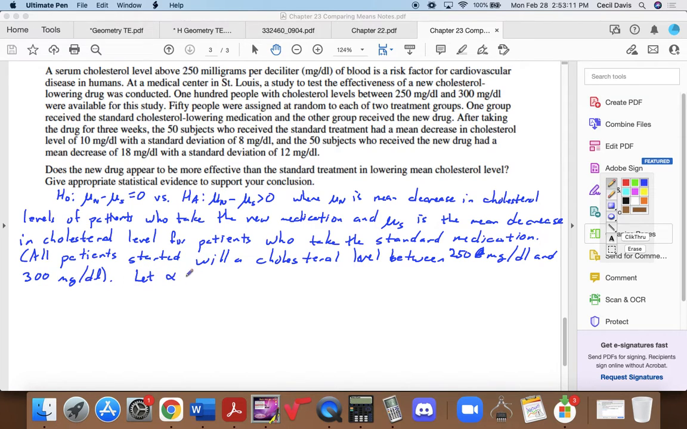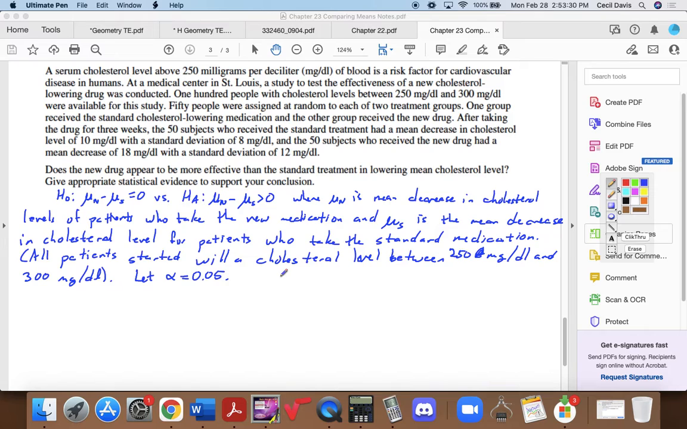Because we don't have anything better to do, we'll set alpha equal to 0.05. That's sort of the standard alpha level. At some point we're going to have to check the conditions. Everybody's favorite thing.